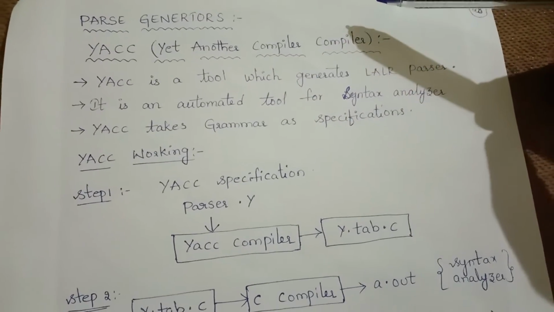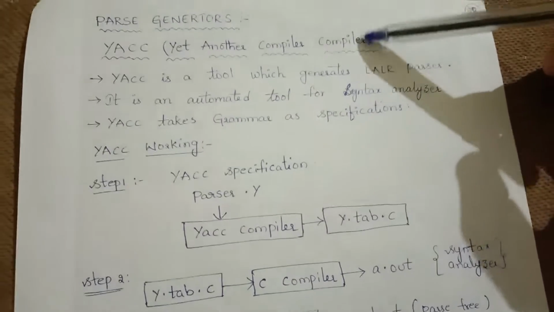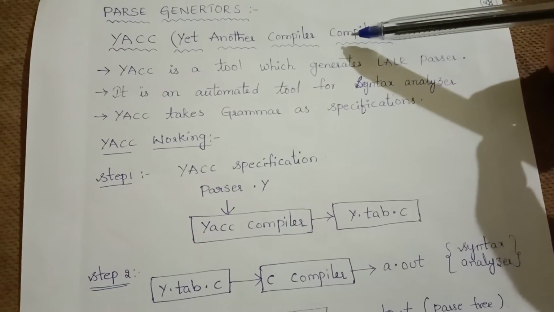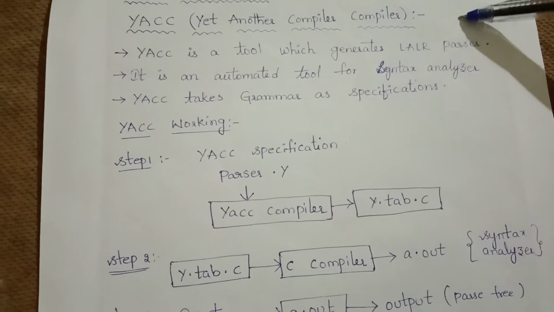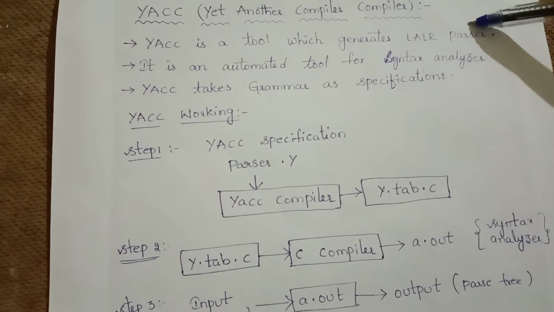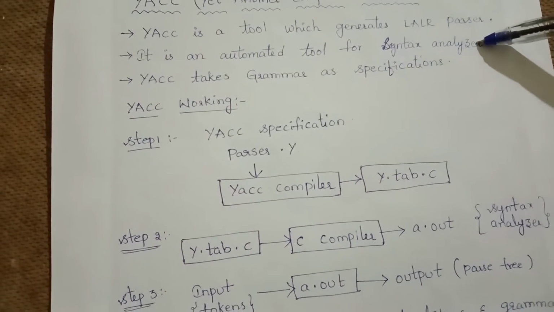Next is parser generators. The parser generator we are using here is YACC. YACC is abbreviated as Yet Another Compiler Compiler. YACC is a tool which generates an LALR parser. It is an automated tool for syntax analyzer.